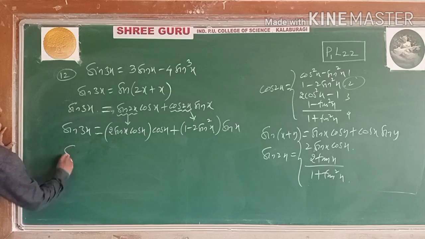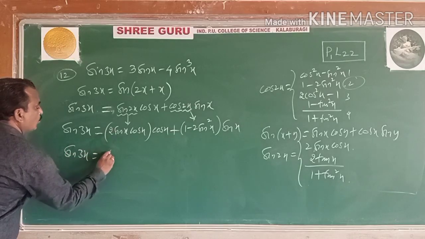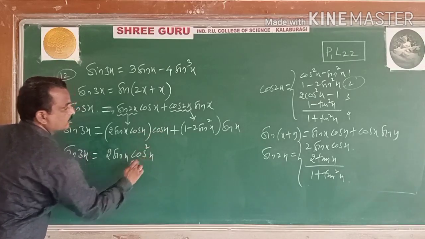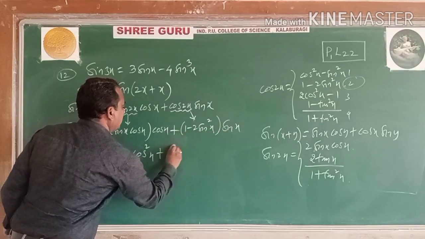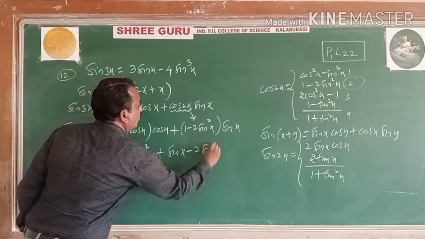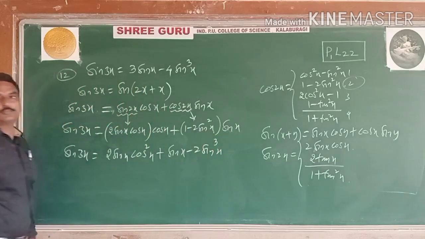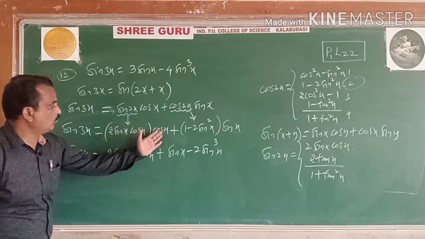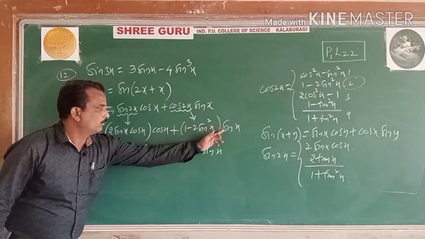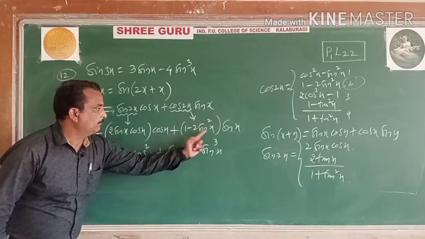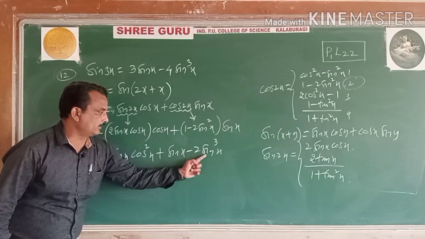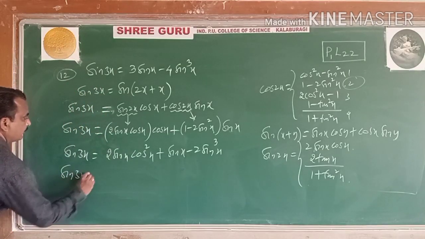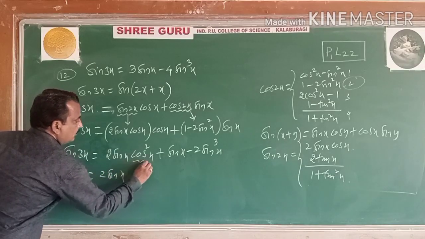Simplify this one. Sin of 3x is 2 sin x into cos square x, plus sin x into 1 minus 2 sin square x, which is sin x minus 2 sin cube of x. Clear, students? Simplify this one. Sin 3x, 2 sin x, you want in terms of what?